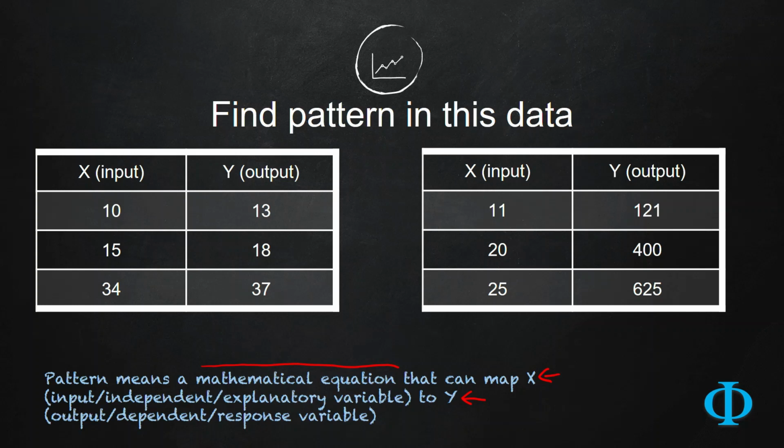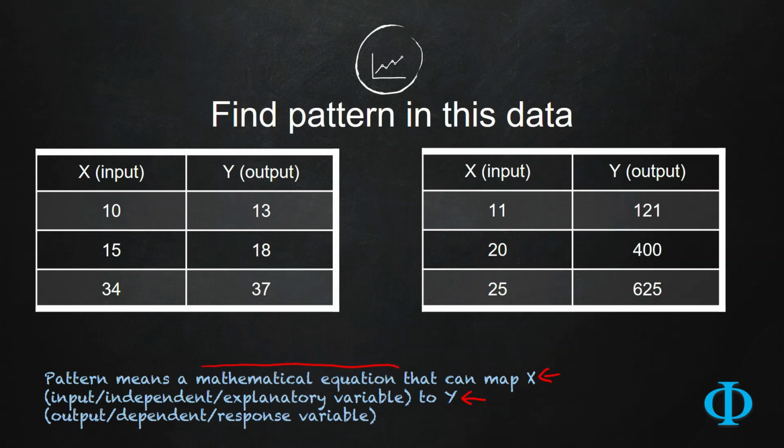Sometimes instead of calling x the input variable, we call it the independent or explanatory variable. Similarly, sometimes instead of calling y the output variable, we call it the dependent or response variable. So pattern means we have to find a mathematical equation that can basically map this x and y.